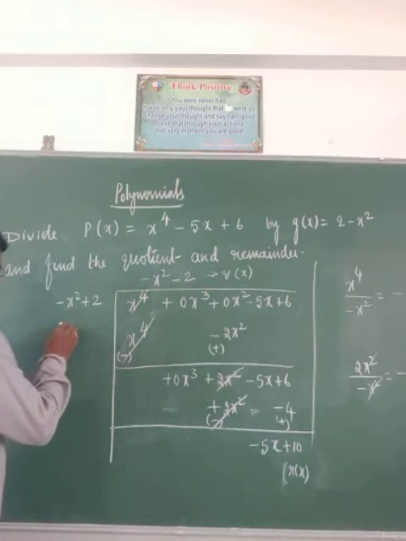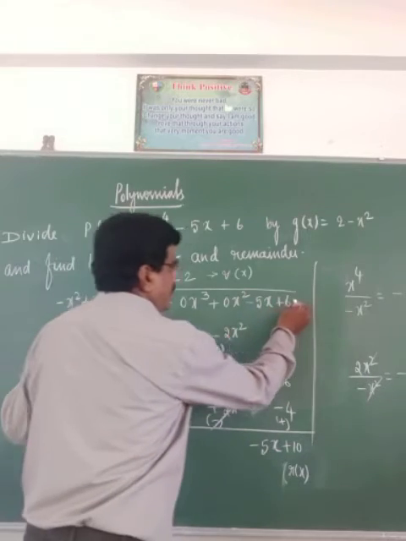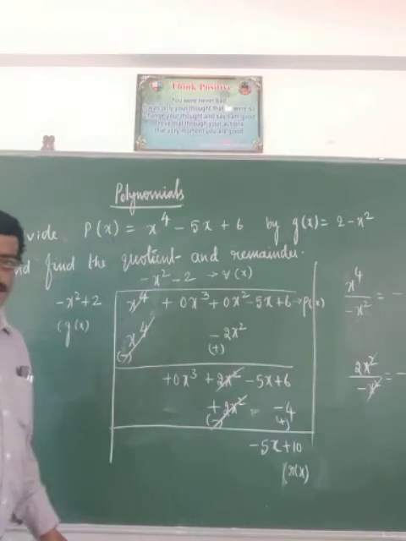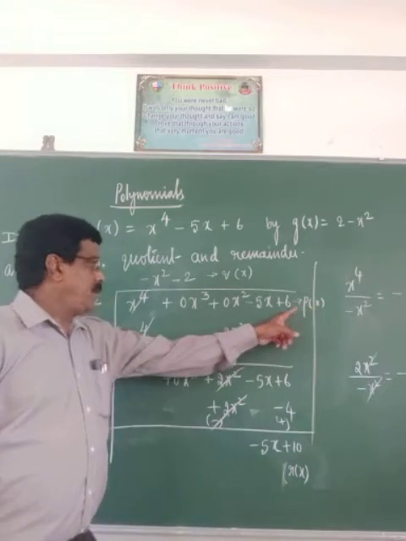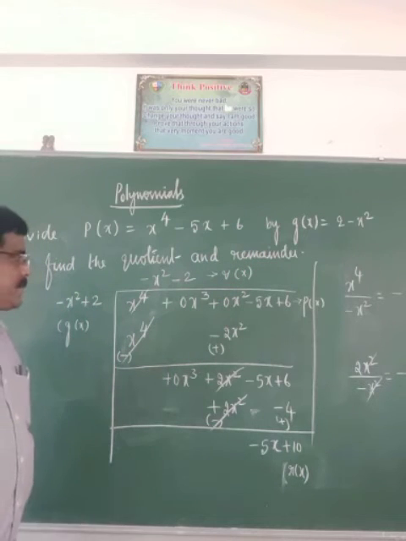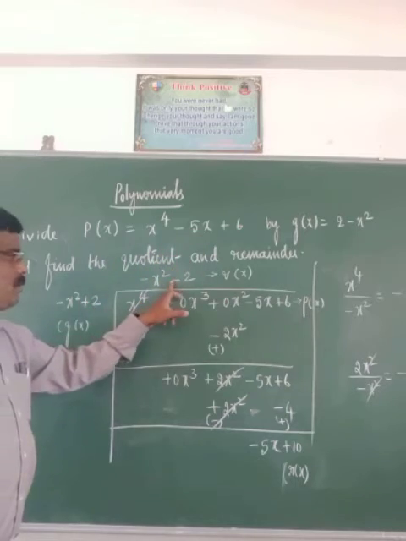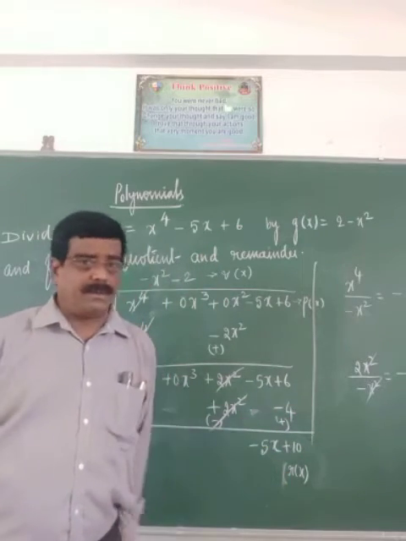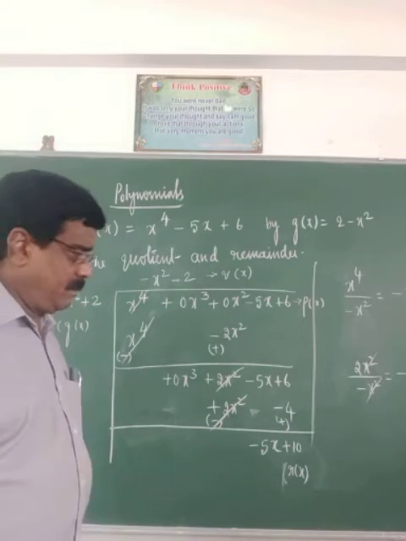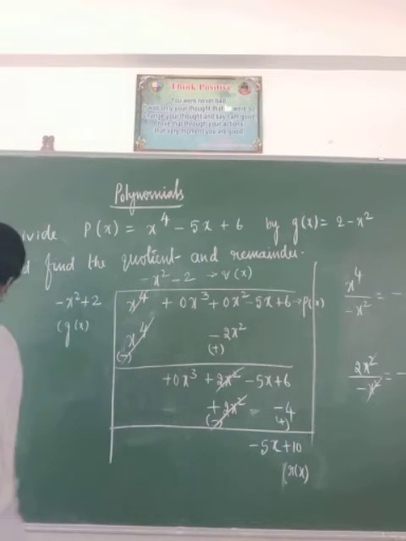And this, minus x square plus 2, is g of x. And this expression is P of x, that is the long expression given in the sum. Then g of x is also given, Q of x is found, remainder found. What is the question asked there? Find the quotient and remainder. So your responsibility now is to express the quotient and remainder properly.